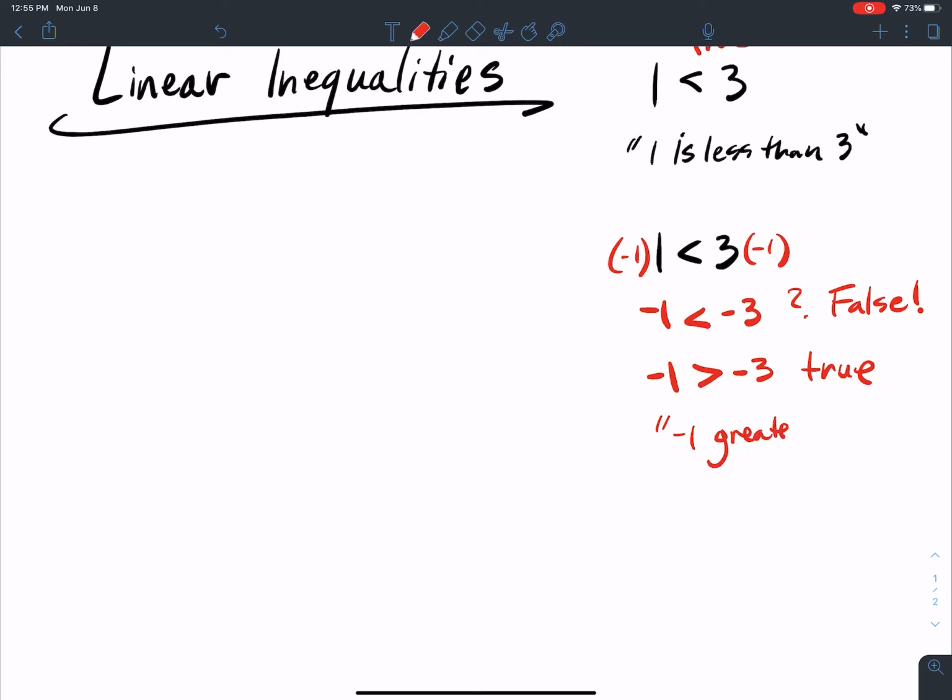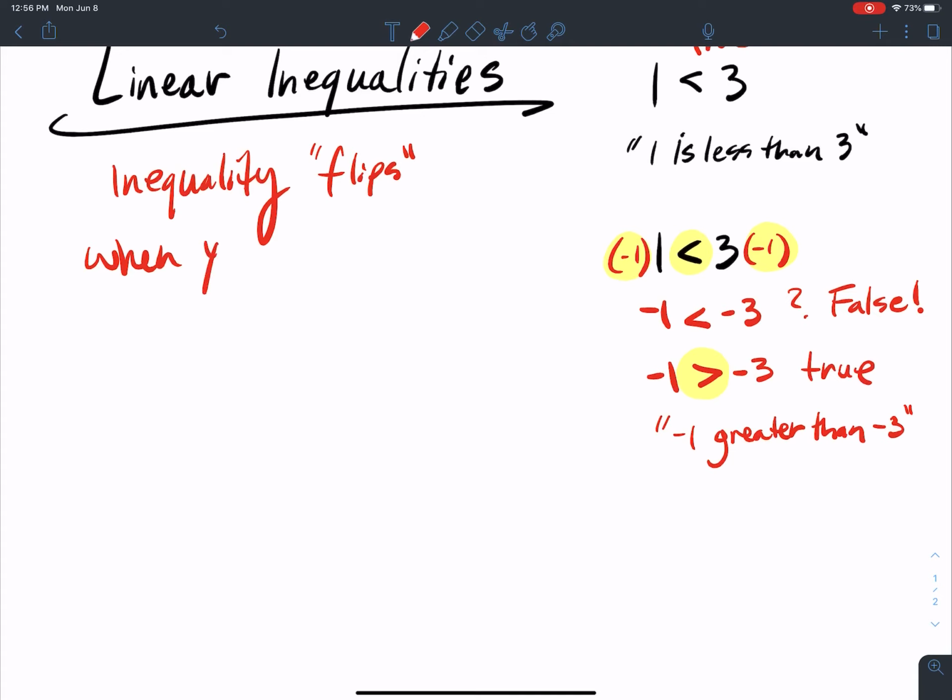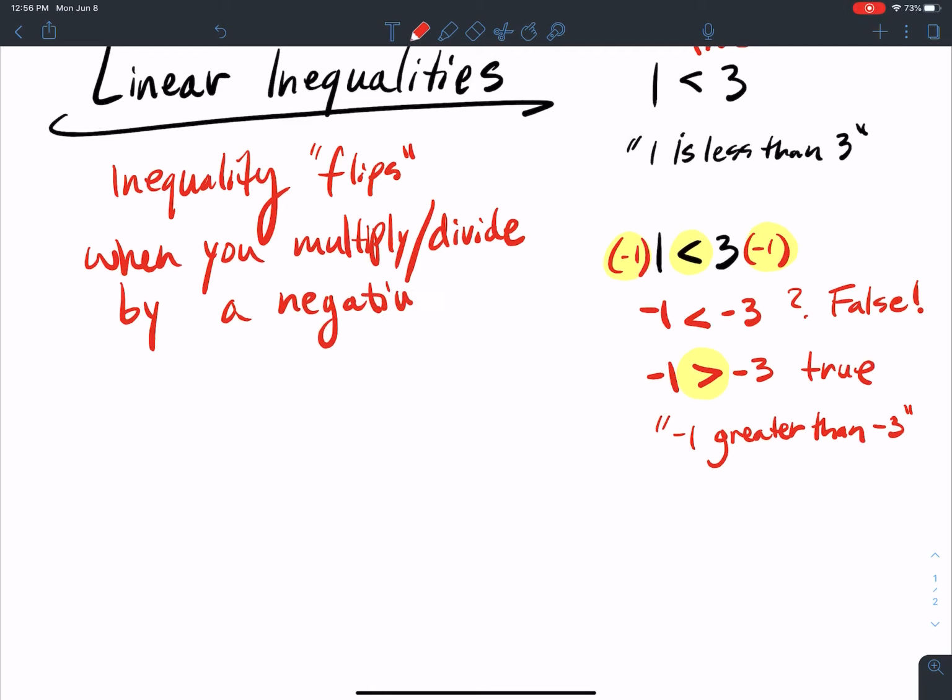-1 greater than -3. It's better to owe somebody $1 versus owing them $3, okay? So we just learned a little trick here, all right? If I multiply the inequality by a negative, then what happens to the inequality? The inequality turns around, okay? So it goes in the opposite direction, okay? So the inequality flips when you multiply/divide by a negative number.